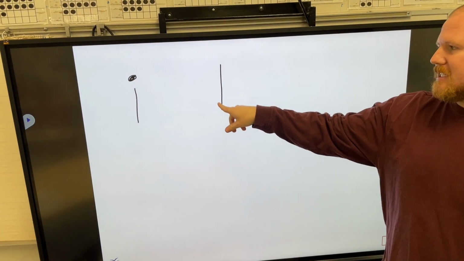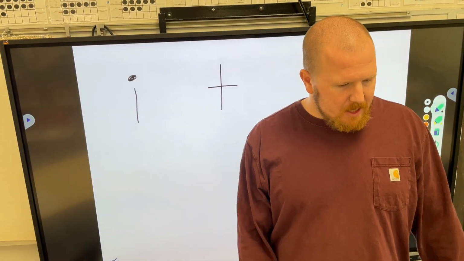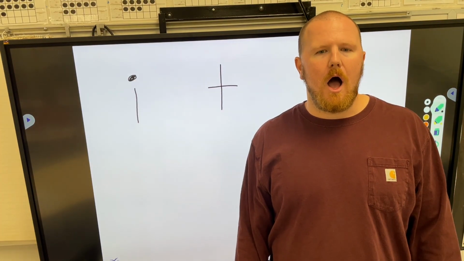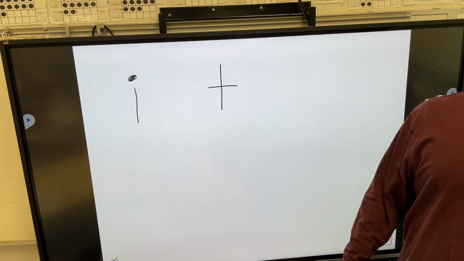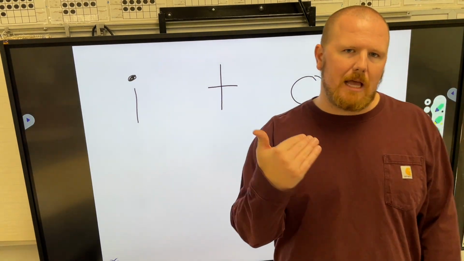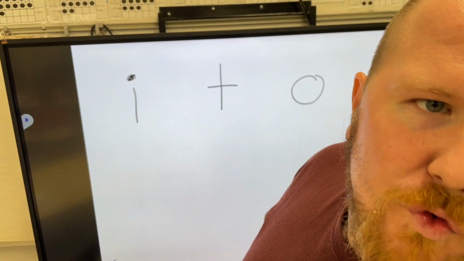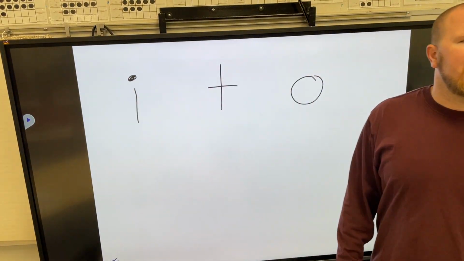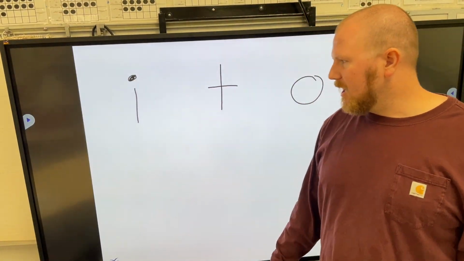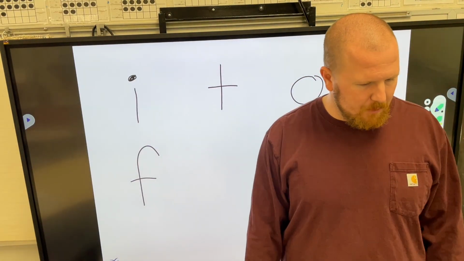All right, there we go. It doesn't matter if you wrote a capital or lowercase, as long as you wrote a T. Great job. Next one. What can say ah? All right. Got our O. O says ah. Okay. What can say that? That was a little tricky because it doesn't sound like it makes a sound at all, but if you listen closely, you will hear it says F. Great job.